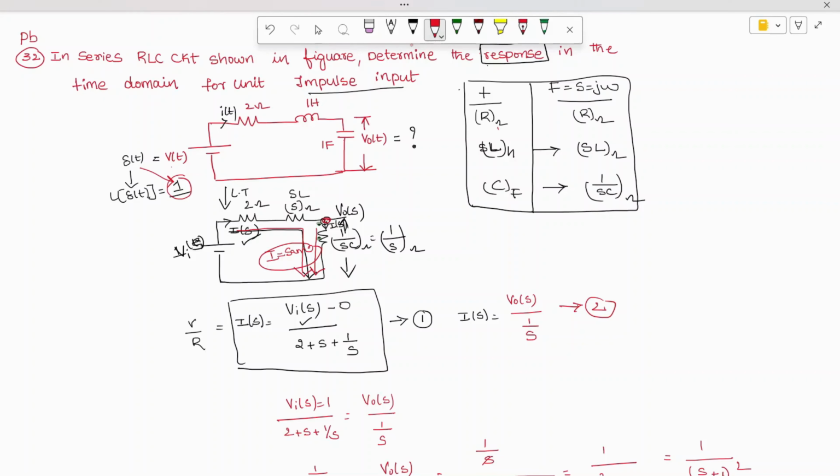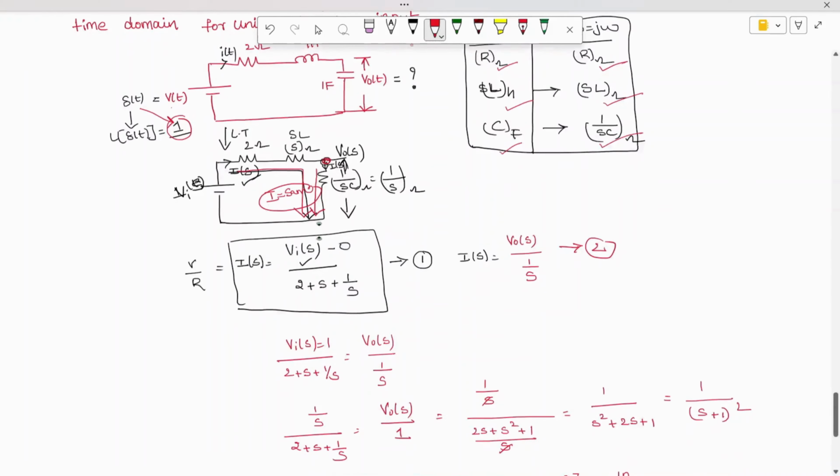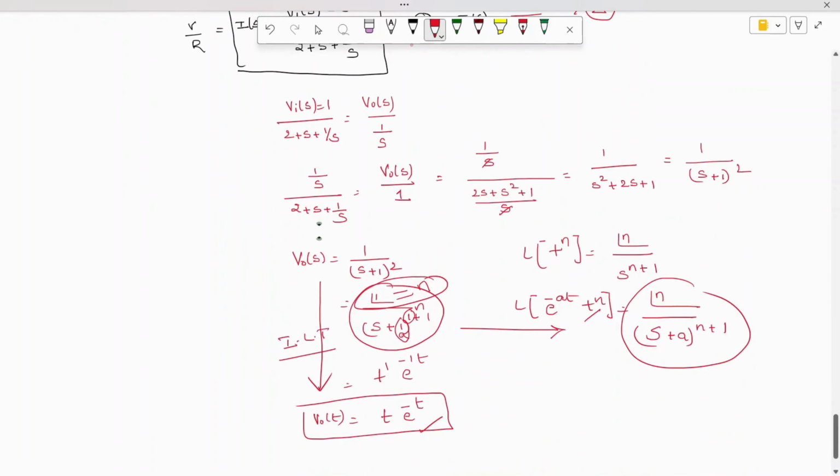Okay, so in time domain it is r ohm, here it is r ohm, here it is L Henry, it is SL ohm, here it is C farad, this is 1 by SC form. So when you represent in this format, this formula will help you to convert the given answer.